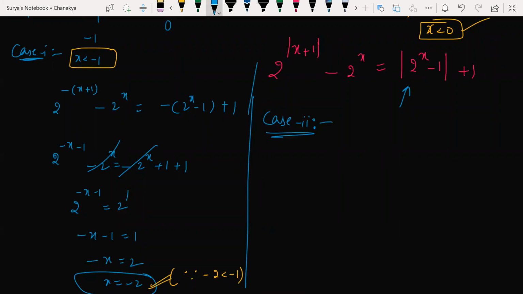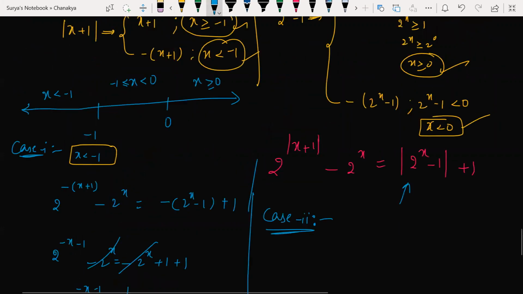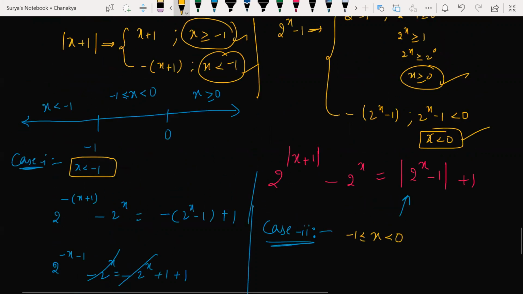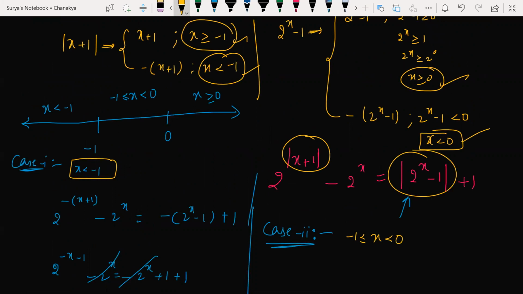Now case 2. Let's talk about case 2. What is case 2? Here x lies between 0 and minus 1. All right, x lies between minus 1 and 0. Now how is the function going to be defined?